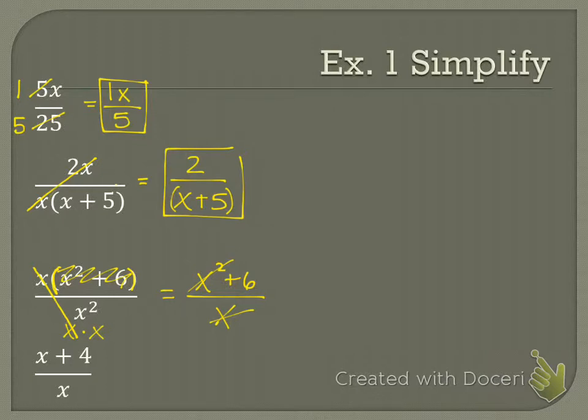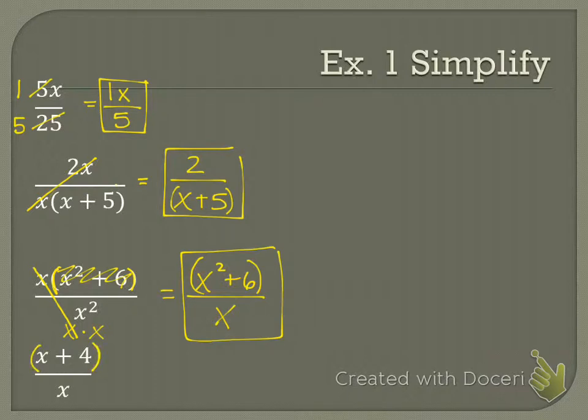Nope, because what is x squared plus 6? A family. This is my final answer. Okay? Look at the last problem. What do you see? A family.